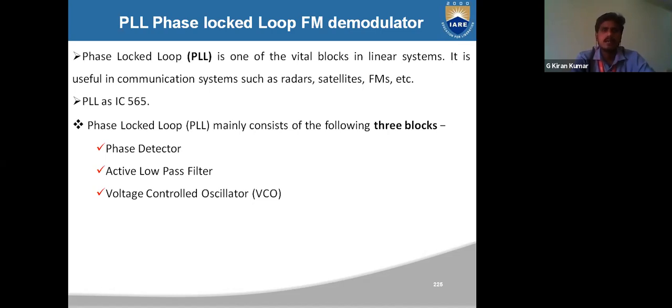The first one is the phase detector, the second one is the low pass filter, and the third one is the voltage control oscillator. Now let us see what will happen step by step. What is the phase detector output, what is the low pass filter output, and what is the voltage control oscillator operation, and then we'll go for the operation of the PLL.